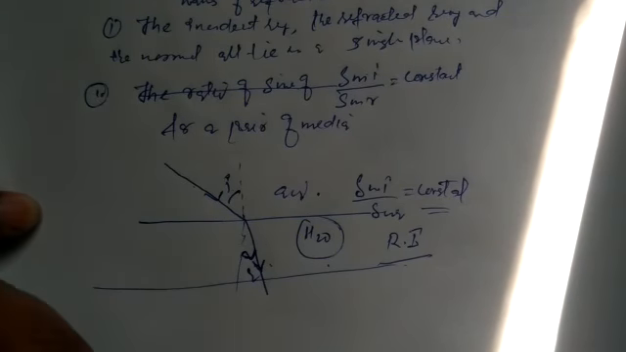So there are two important laws. One: the ratio of the sine of the angle of incidence to the sine of the angle of refraction for a pair of media is constant, it will not change. And secondly, the incident ray, the refracted ray and the normal all lie in a single plane.